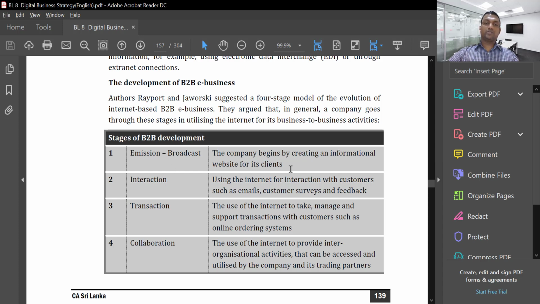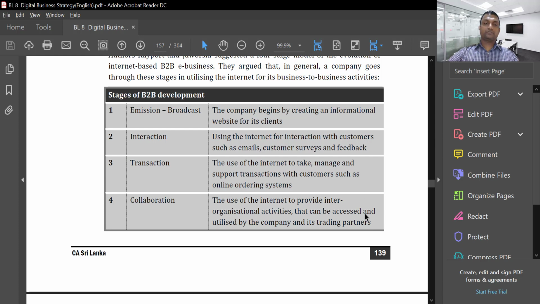First stage, there is no interaction, providing information only. Second stage, interaction ability is given. Third stage only, the transactions can be happening through the website. So payments and online ordering is enabled in the website. The complete transaction process is captured in the website. So the transaction process is managed.